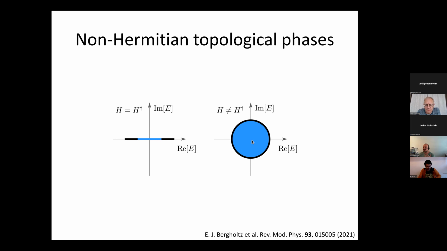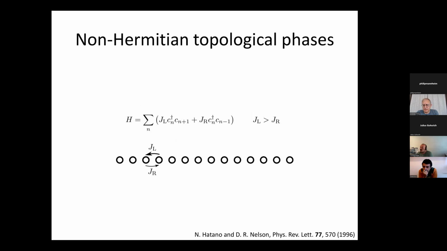So this is a way you can generalize the idea of having edge states in a gap, boundary states in a gap, but now the gap is a two-dimensional region of the complex plane instead of a one-dimensional interval on the real axis. So one of the simplest models. Just very quickly, a second question.